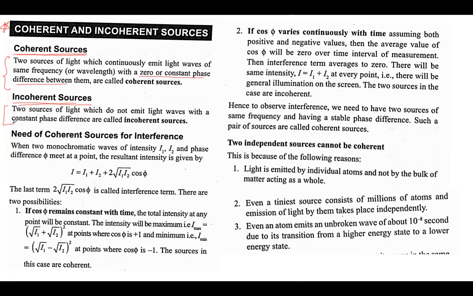Incoherent sources: two sources of light which do not emit light waves with a constant phase difference are called incoherent sources. Need of coherent source for interference. So when two monochromatic waves of intensity I1, I2 and phase difference phi meet at a point, the resultant intensity is I1 plus I2 plus 2 root under I1 I2 cos phi.